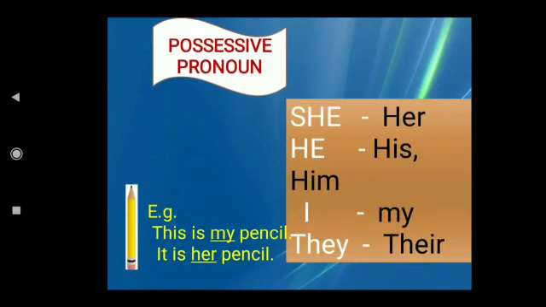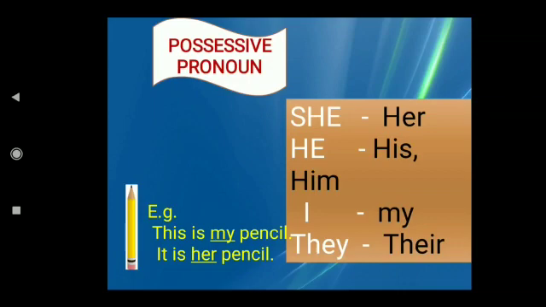See, possessive means belonging to someone. Okay. For she, for a girl, you have to use she. So let's see an example. This pencil belongs to her. This is her pencil. This is her teddy bear. The teddy bear or the pencil is belonging to whom? To the girl. So there you have to use her.